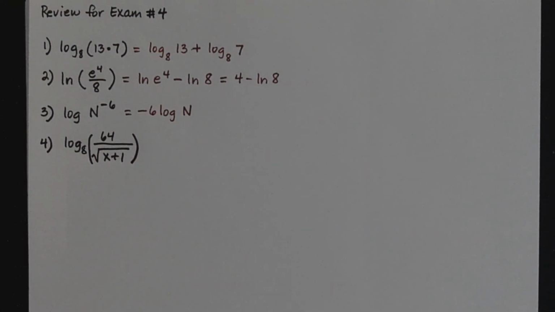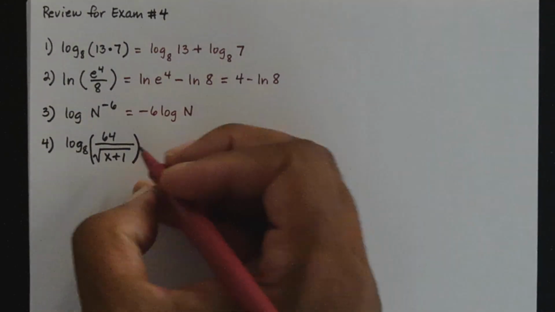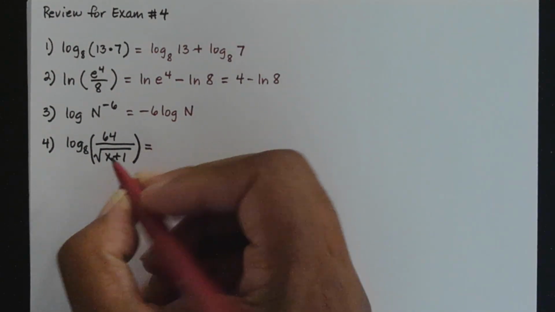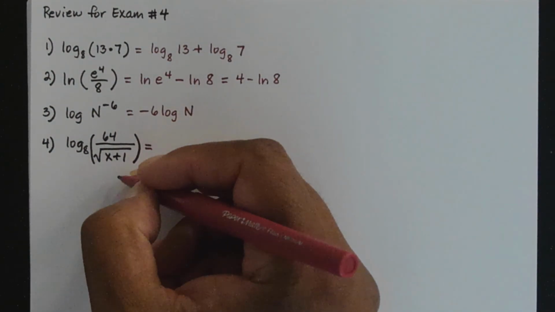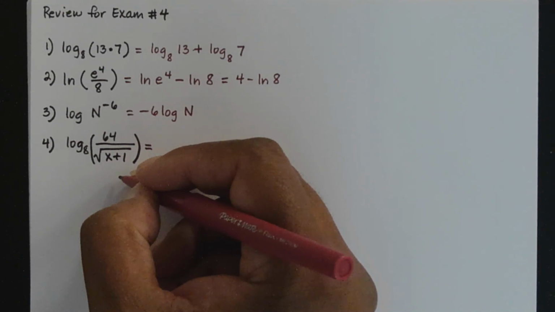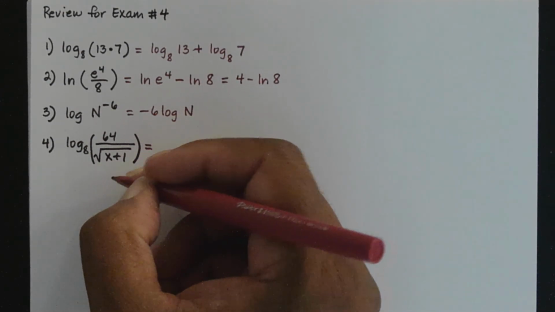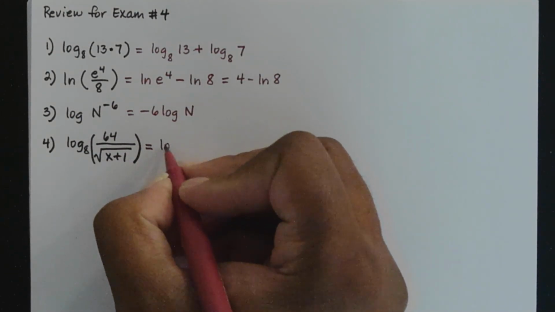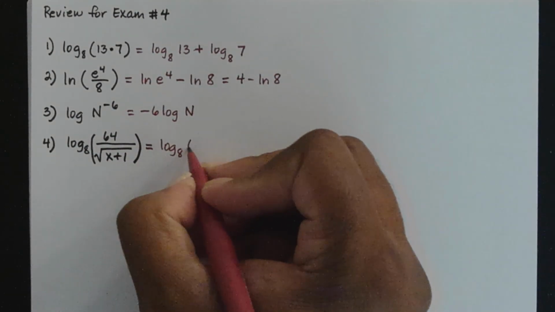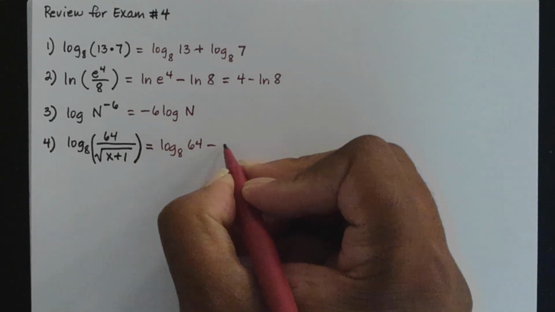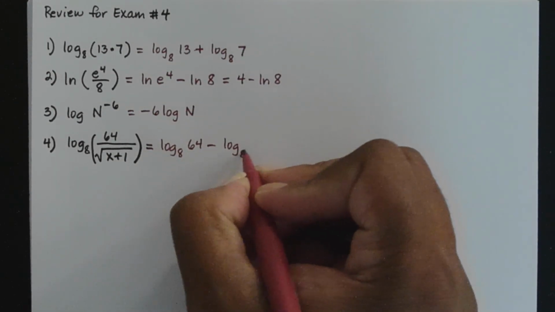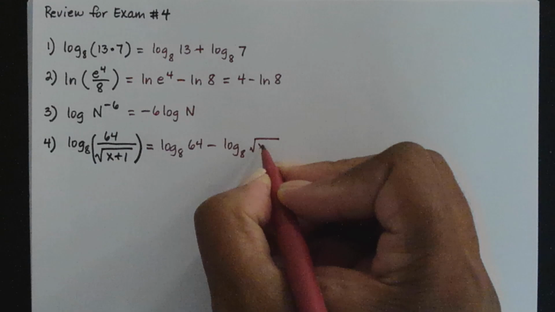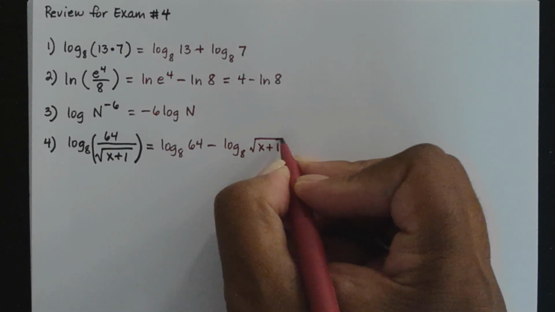So in this case here, what rule do I need to use first? The quotient rule, because I have a numerator and the denominator. So we'll just expand that using the quotient rule. So log to the base 8 of 64 divided by the square root of x plus 1 would be this. Log to the base 8 of the numerator, that's 64, minus log to the base 8 of the denominator, that's the square root of x plus 1.